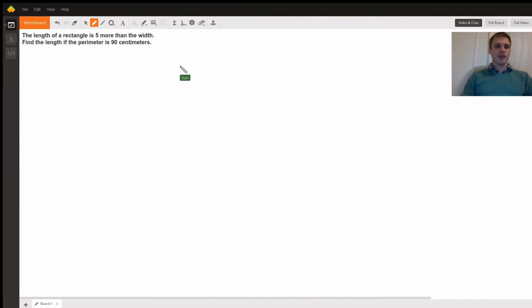So here we have a pretty classic algebra question. It says the length of a rectangle is 5 more than the width. Find the length if the perimeter is 90 centimeters. So let's draw ourselves on the side a little rectangle. And this doesn't have to be to scale. It's just to jog your memory a little bit.